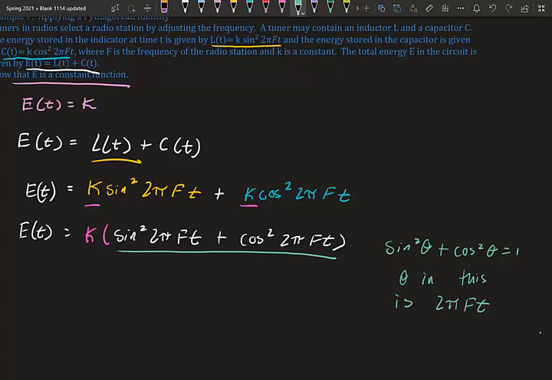So they both have the same 2 pi ft. That's the actual theta. So theta in this example is 2 pi ft. Remember, theta is always with the variables. You can have multiple variables. So we have basically sine squared theta plus cosine squared theta equals 1. So let's switch that. So we have E of t equals k times 1, which when we simplify, what's k times 1? Just k. So E of t equals k. So because k is a constant, E of t is a constant function. So we proved it is a constant function.